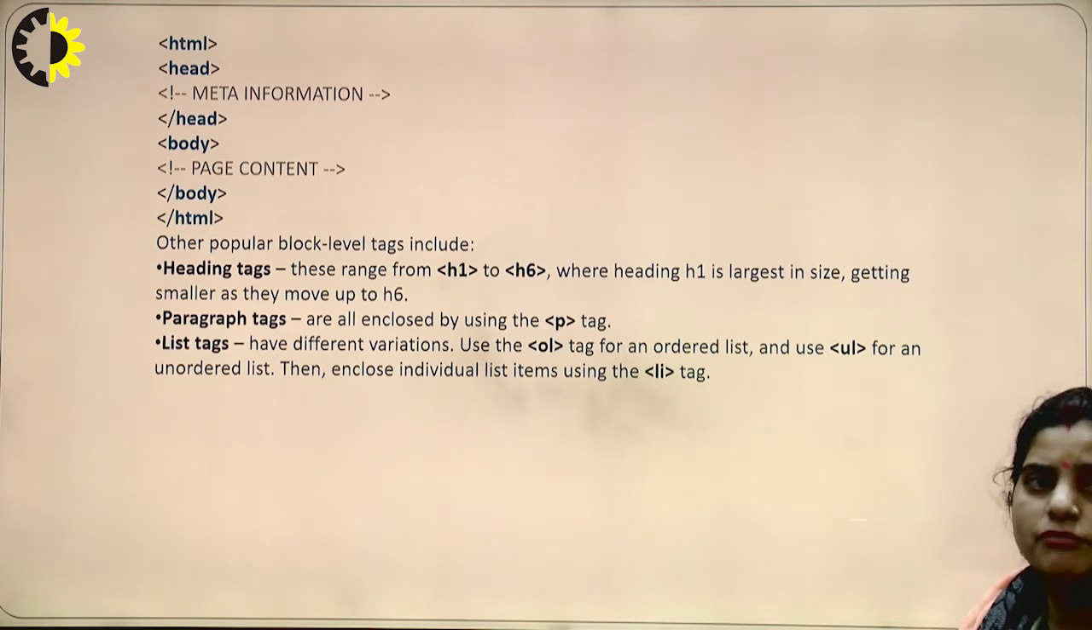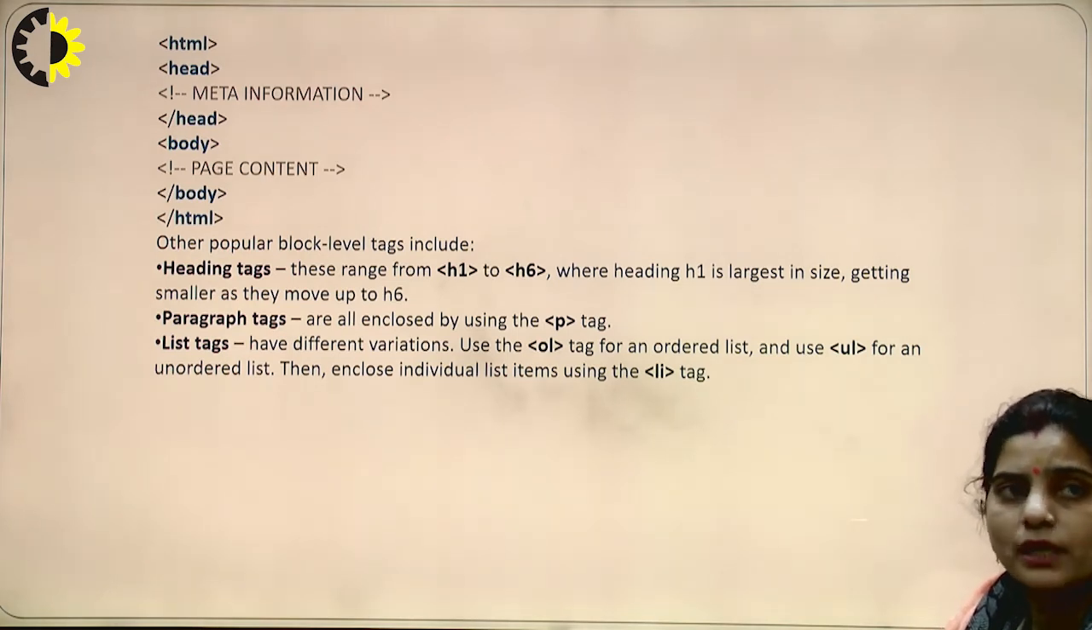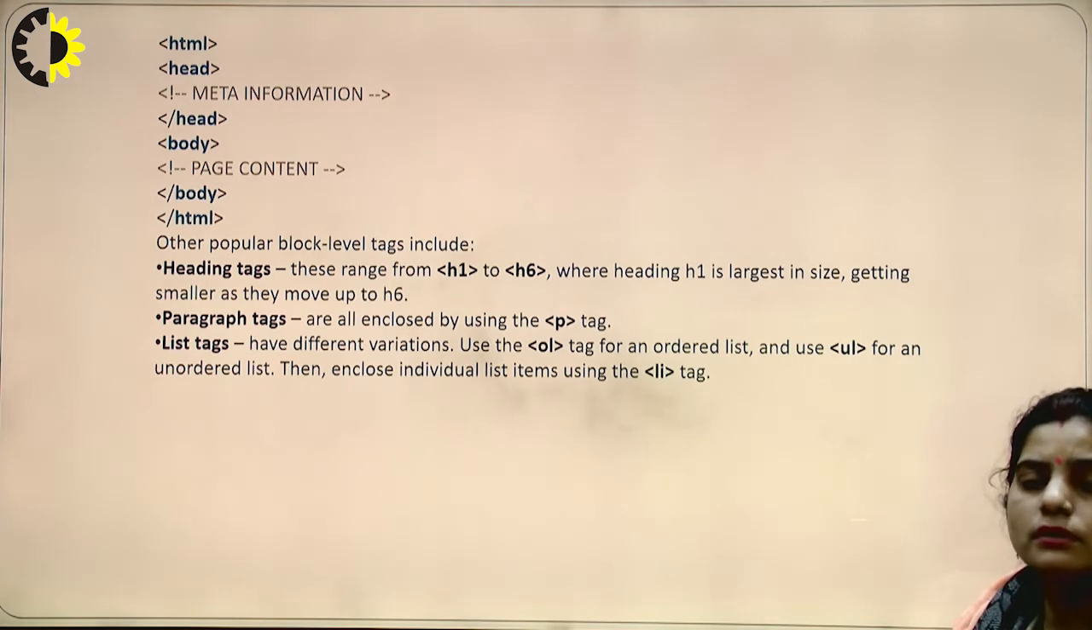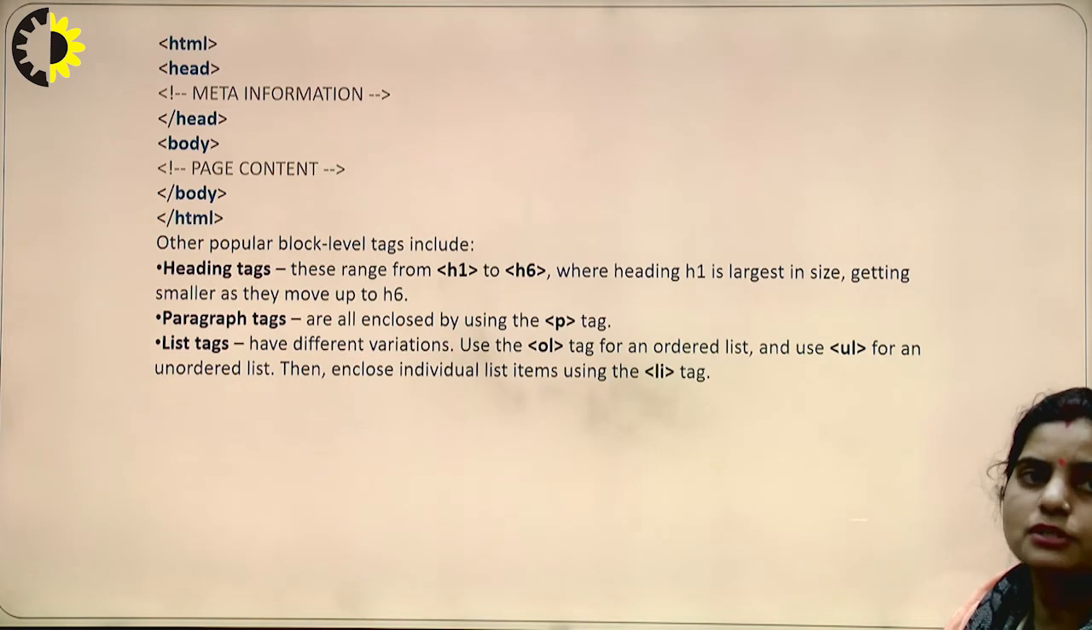Basically these have different variations, such as the ordered list which starts with the OL tag, the unordered list which starts with the UL tag, and also a definition list, which opens with the DL tag. All of these include individual list items, which are indicated using the li tag, the basic elements of that list.